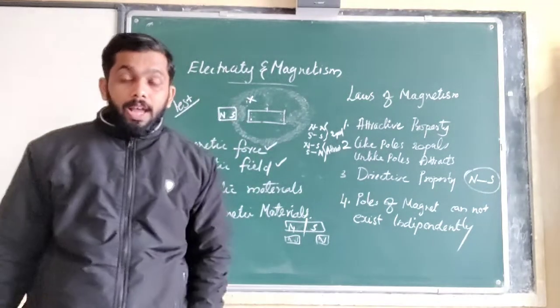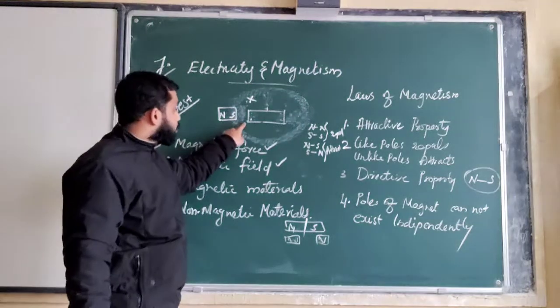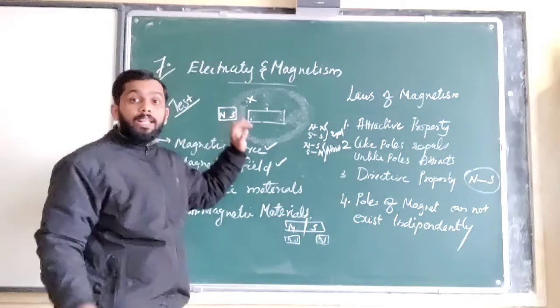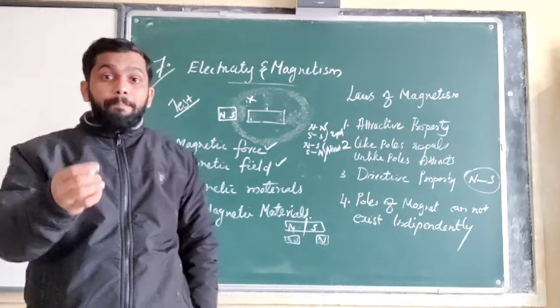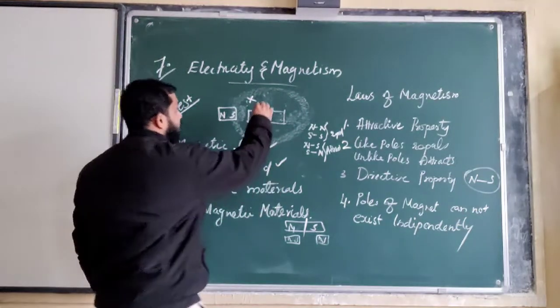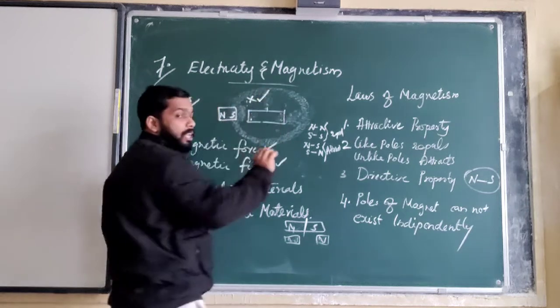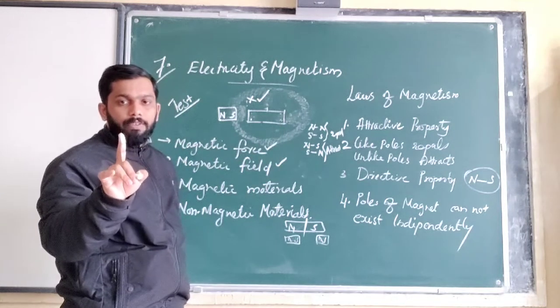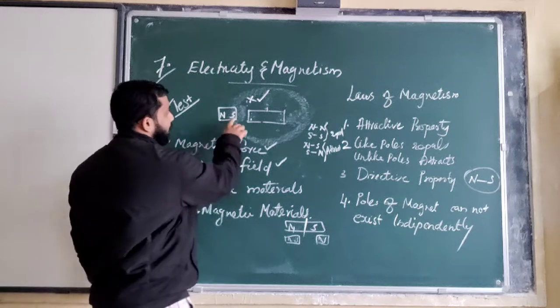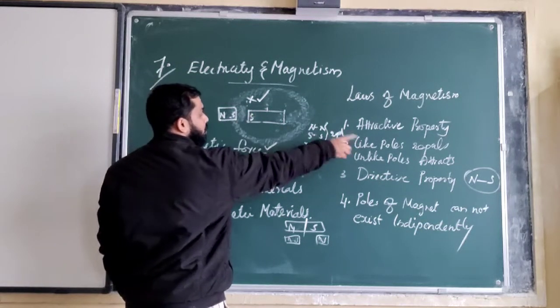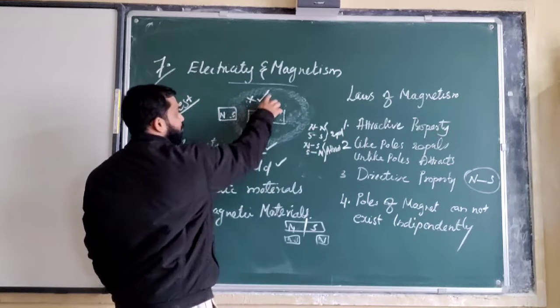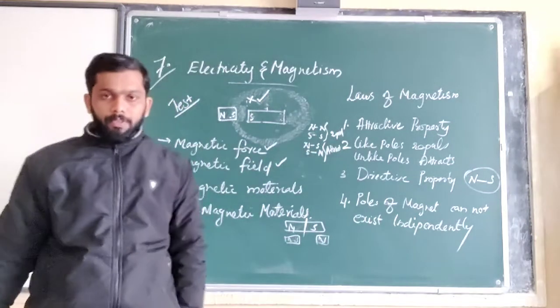In the second case, I am bringing this magnet to this one, and suddenly there is repulsion. If repulsion is there, you can make sure that the given one is a magnet. Surely, the like poles, south and south, are going to repel. So confirm that it is a magnet.